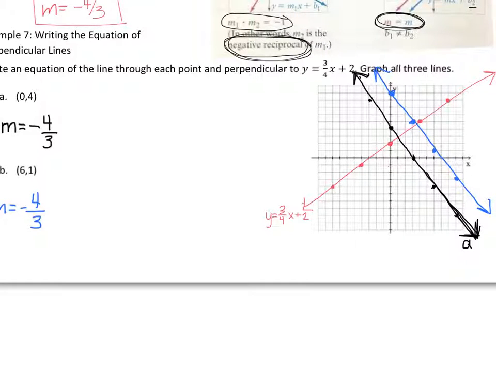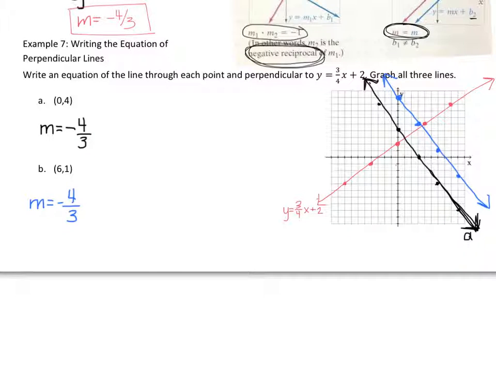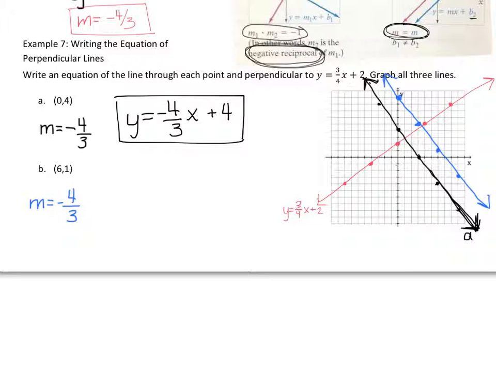All right, so last things we have to do are get the equations. This first one, the A, my black one, we can put it straight into slope-intercept form, right? Because we know the slope. What's the intercept? We see it, right? What is it? 4. Yeah, because it gave us the point, 0, 4. So it'll be y equals negative 4 over 3x plus 4.